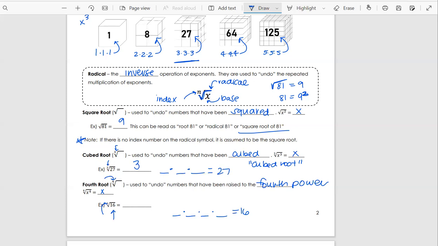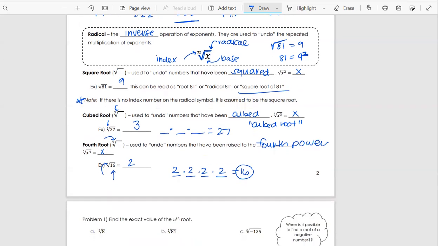Well, 1 times 1 times 1 times 1 is 1. Doesn't work. Let's try 2 times 2 times 2 times 2. Hey, that does give me 16. So I know the 4th root of 16 is 2. Let's practice some more of those guys.